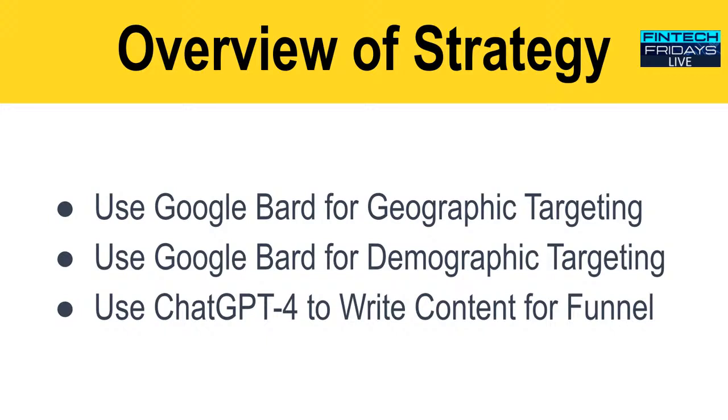Then what we're going to do is, once we identify those geographic targets, we're going to ask Google Bard to identify the demographic of those home buyers in that area, so we can get some additional information so we know who we're talking to. Then we're going to take all that information, we're going to feed it into ChatGPT, we're going to ask it to write content for our sales funnel for our hub and spoke strategy.